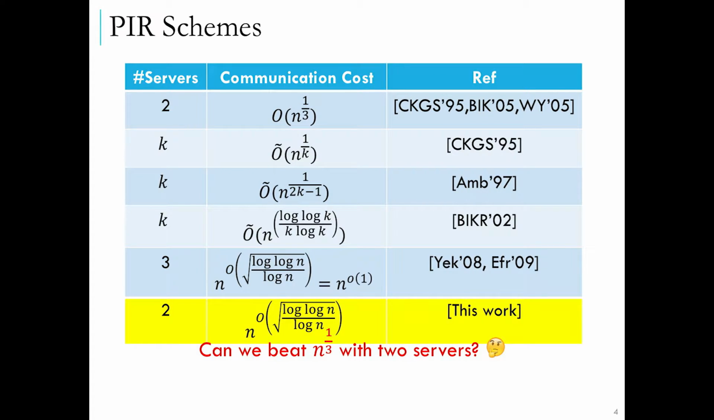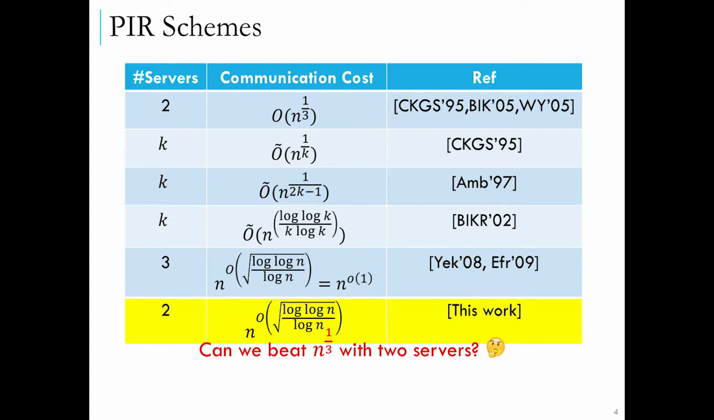So what do we know about PIR schemes? In the original paper by Chor, Goldreich, Kushilevitz, and Sudan, they gave a two-server protocol with square root of n cost. This is already a substantial saving from the trivial n cost. If you have more servers, then the cost is like n to the 1 over k. And the dependence on k was improved in further papers.